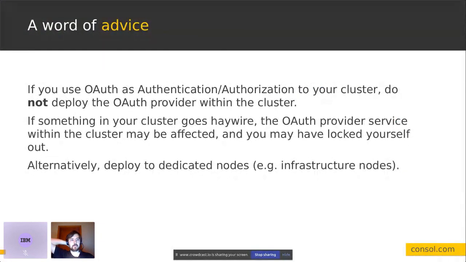If you use OAuth to manage the access to your cluster, and specifically to your OpenShift cluster or to your Kubernetes cluster, do not deploy the OAuth server within the cluster, or at least deploy it on specific infrastructure nodes, because if the OIDC provider goes down within your cluster and you try to debug it or try to fix it, you have locked yourself out of the system. So the best solution would be to deploy the solution outside of the cluster, or to deploy it to specific infrastructure nodes.